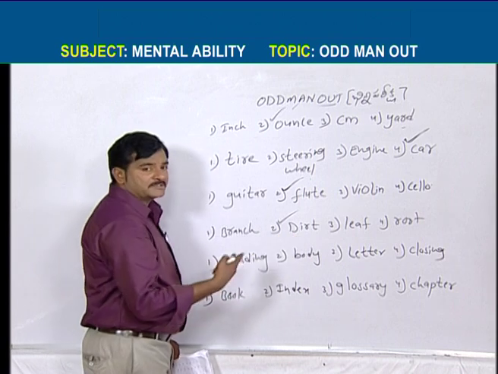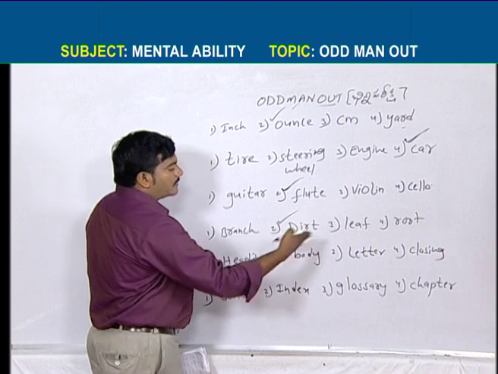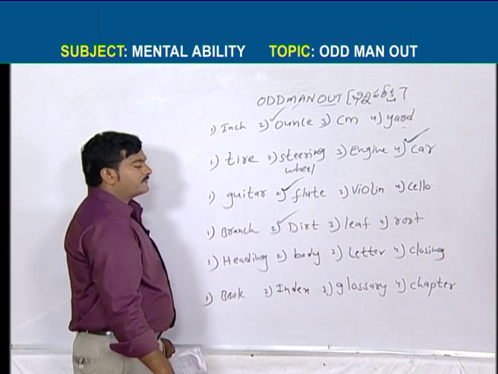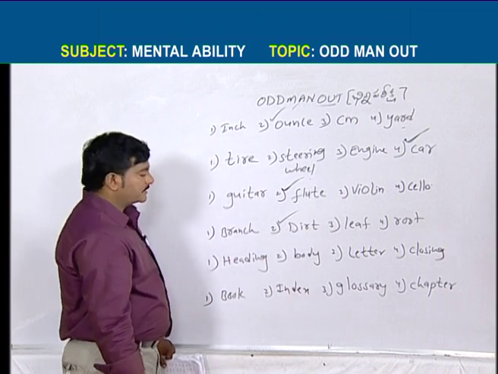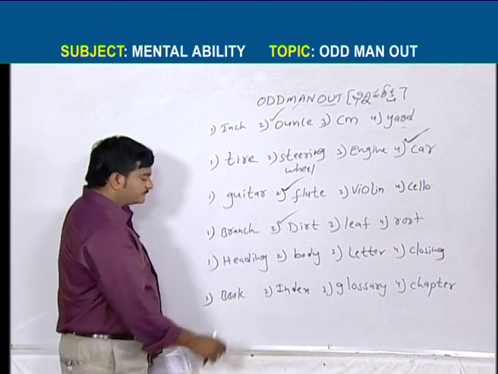Dirt in the sense it's dust particles. So this dust is not a part of the tree. That's why the answer for this question is the second option. The remaining 3 are parts of a tree, whereas dirt is not part of a tree.